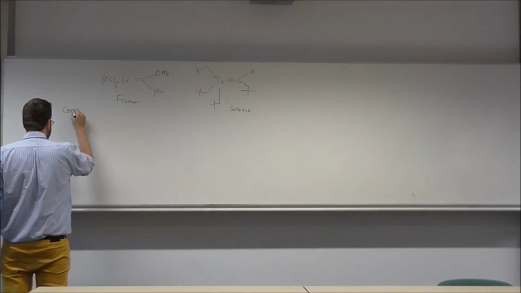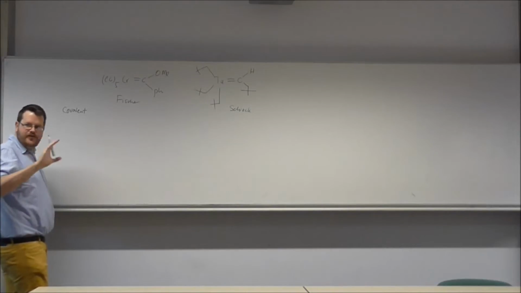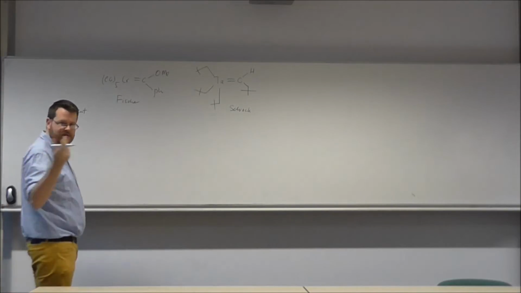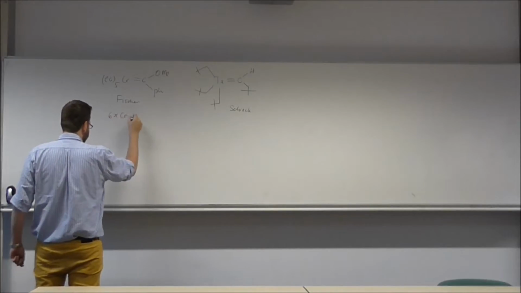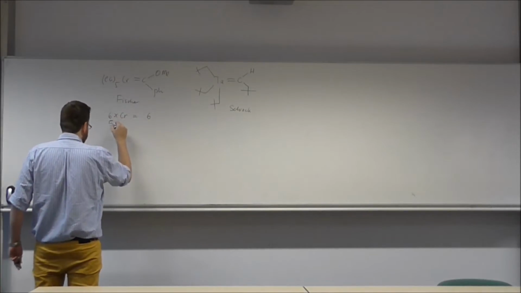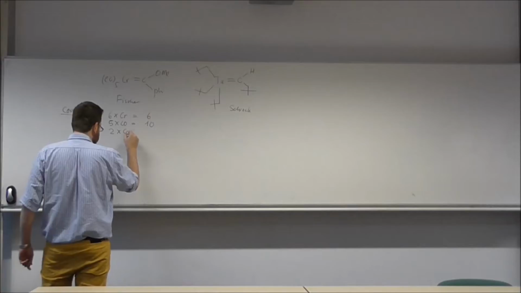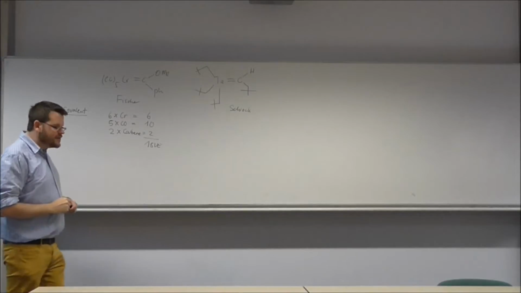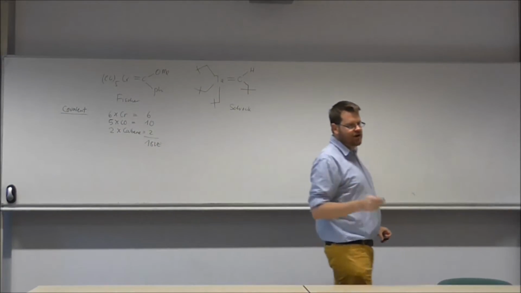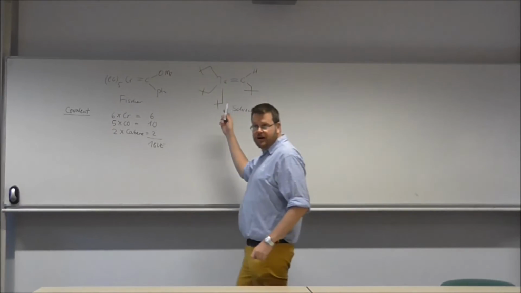Now, if you count covalently, a carbene, irrespective of whether it's Fischer or Schrock type, is a 2-electron donor, like a carbonyl or phosphine. So in this case, it will be 6 for chromium, 5 times carbonyl is 10, and 1 times the carbene is 2, is 18. So you count it as a 2-electron donor if you use the covalent counting methodology. Is everyone with me? All right. Same with Schrock.